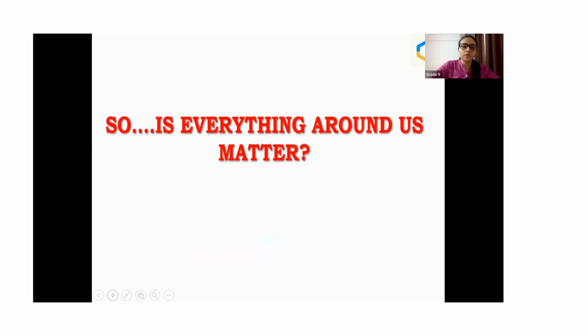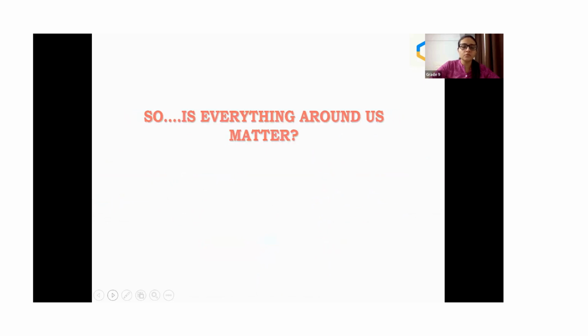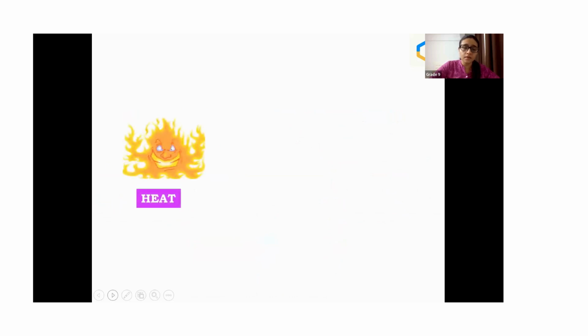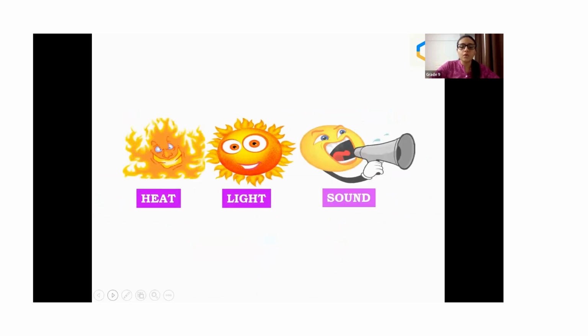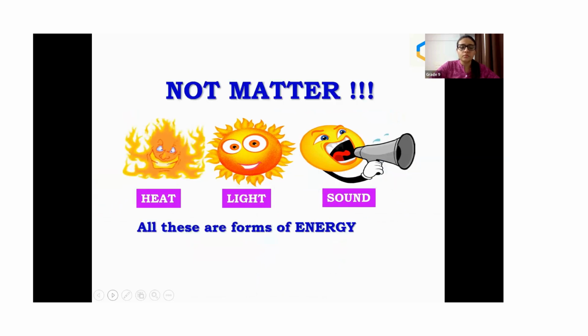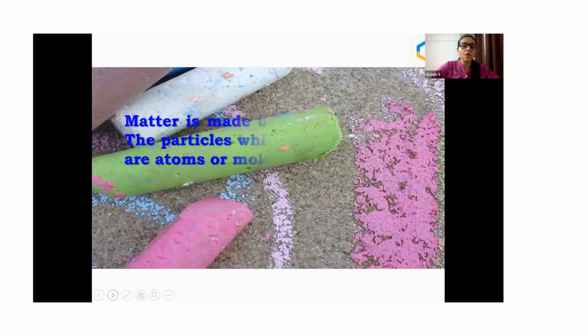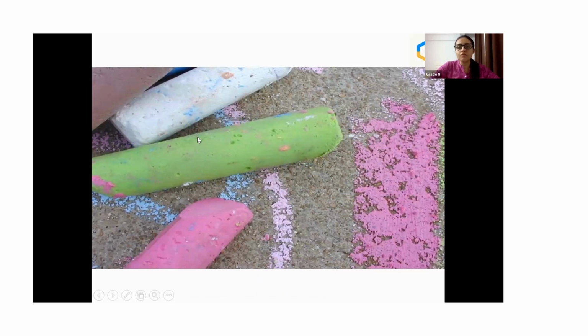Now we are going further. I have already asked you that everything is not a matter. Heat, light, sound, these are different sorts of energies. Now we are going to start with the physical properties of matter. But before that, you can make a flow chart writing about the classification of matter. Just write the heading classification of matter like this.